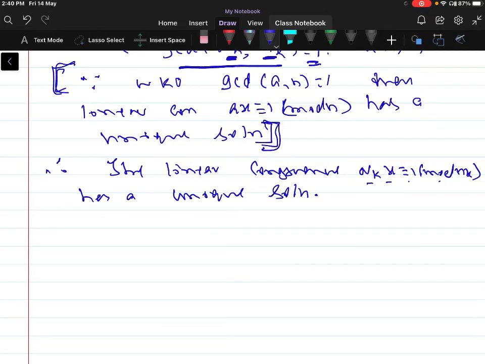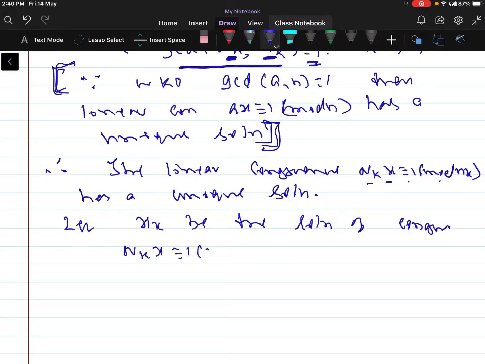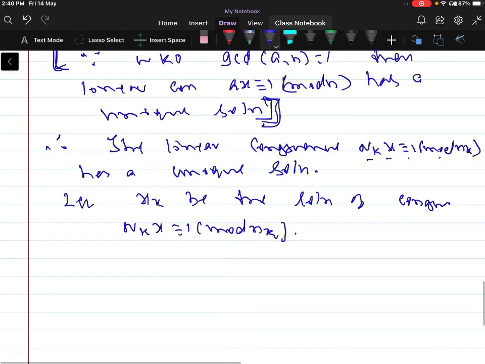Let us write, let xk be the solution of the linear congruence capital Nk x is congruent to 1 modulo nk. This is true for k is equal to 1 to r.